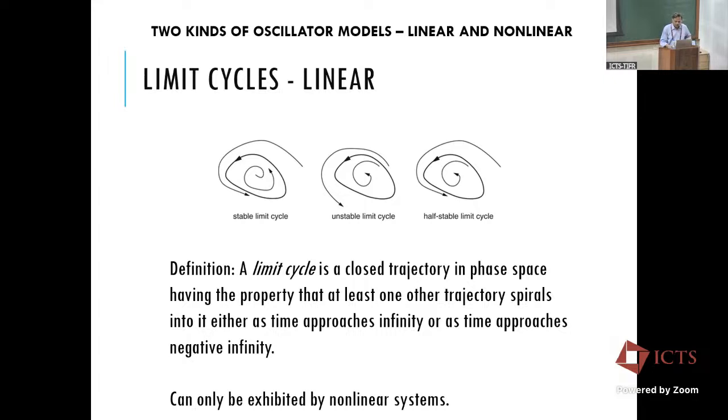A limit cycle is different from a harmonic oscillator, as you know, because the trajectory always tends to a particular closed loop.